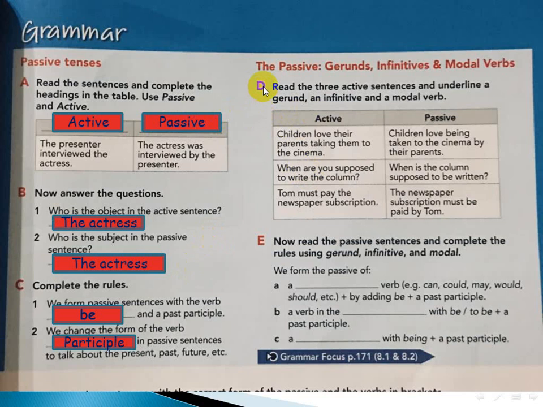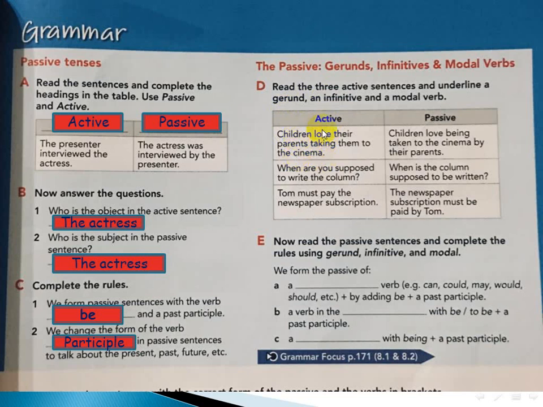Now let's move to exercise D. Read the 3 active sentences and underline a gerund. And gerund means verb plus ing, and an infinitive and a modal verb. Now look at these statements. We have three statements here. We have a gerund, we have an infinitive, and we have a modal verb. So kindly scan these statements and find for me these things.